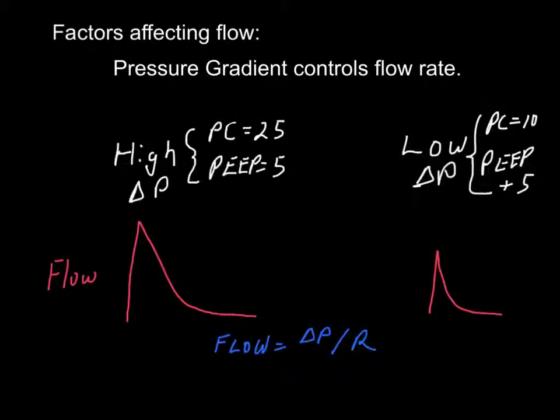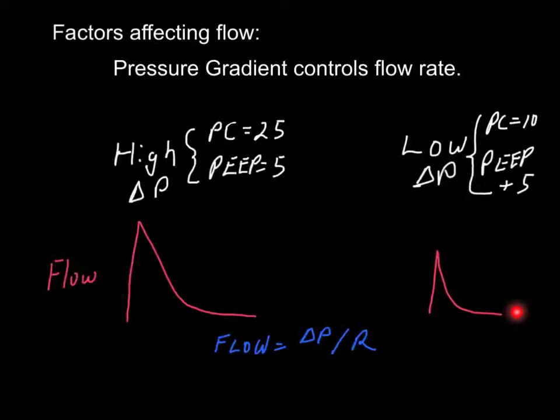So what we've learned from that other slide is that if we have a high pressure gradient, such as our pressure control level set at 25 and our PEEP of 5, at the start of inspiration, our high peak inspiratory flow rate is due to a high pressure gradient. If we have a low pressure gradient, such as a pressure control set at 10 and a PEEP of 5, we're going to have a low initial peak inspiratory flow. And then, of course, it's going to decline once the pressures in the lungs start to increase and become closer and closer to the pressures in the mouth until eventually they become in equilibrium.